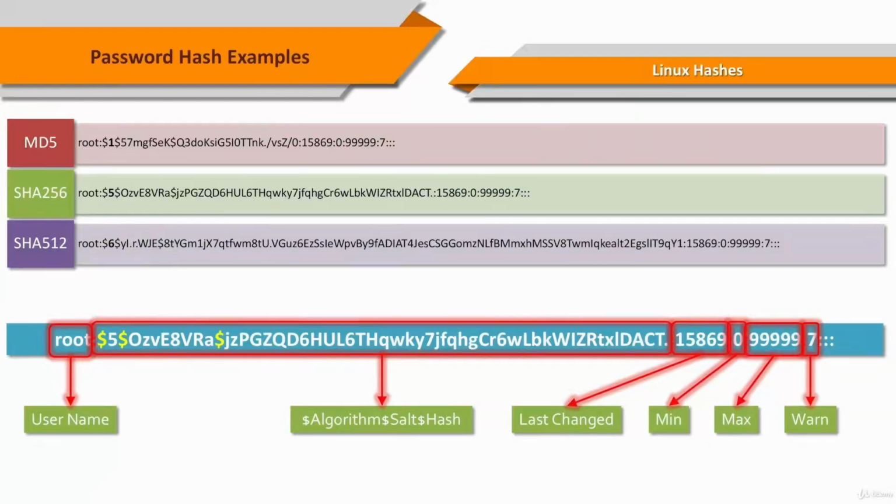Now, there are two more fields in the line which are blank in this example. The seventh field is called inactive, which is the number of days after password expires that the account is disabled. And the last field is called expire, which indicates the days since 1 January 1970 that the account is disabled. That is, an absolute date specifying when the login may no longer be used.